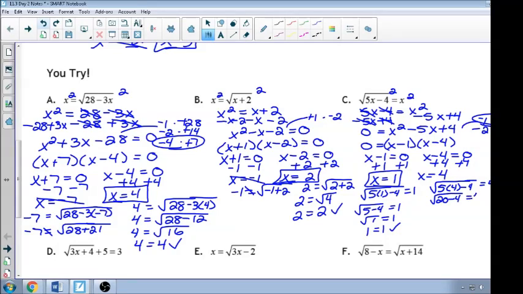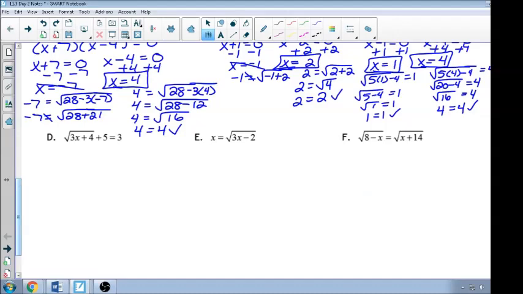Minus 4 equals 4. 20 minus 4 is 16. The square root of 16 is 4, and that does equal 4. So both answers in this case are good. I do not have any extraneous solutions. Okay? On to D, and a little bit of review here.